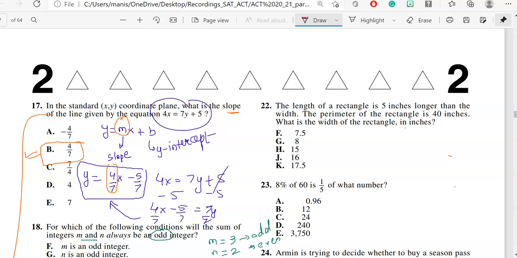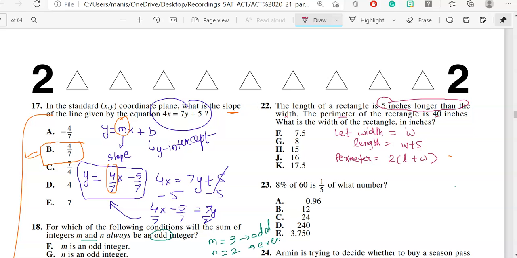Question number 22. The length of a rectangle is 5 inches longer than its width. So first of all, let's assume the width of the rectangle to be W. So what will be the length then? Because the question says the length is 5 inches longer than the width, you will add 5 to this width and this will be the length. Now they are saying the perimeter of the rectangle is 40 inches. First of all, we need the formula to find the perimeter of the rectangle. The perimeter formula is 2 times (L plus W).